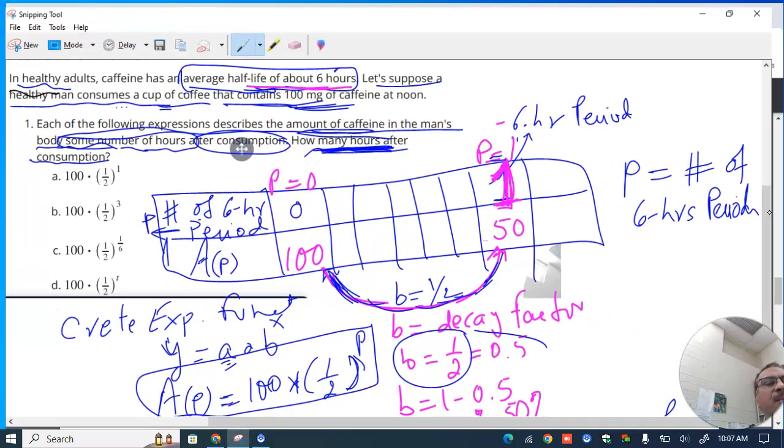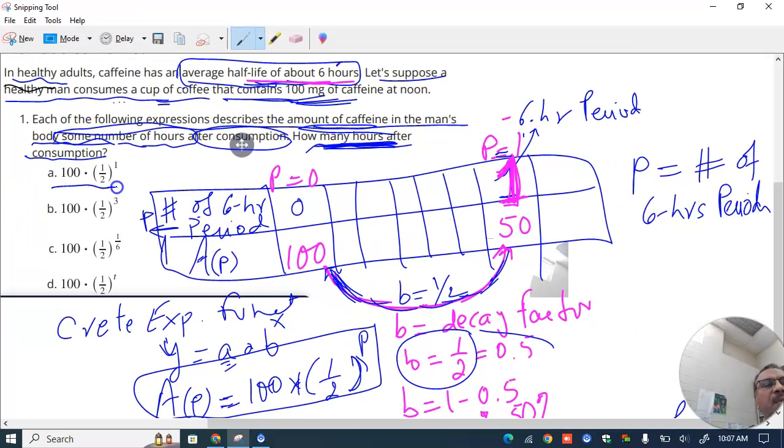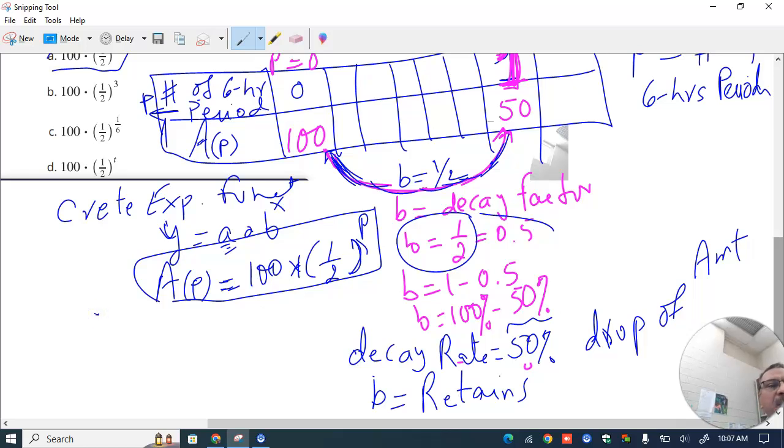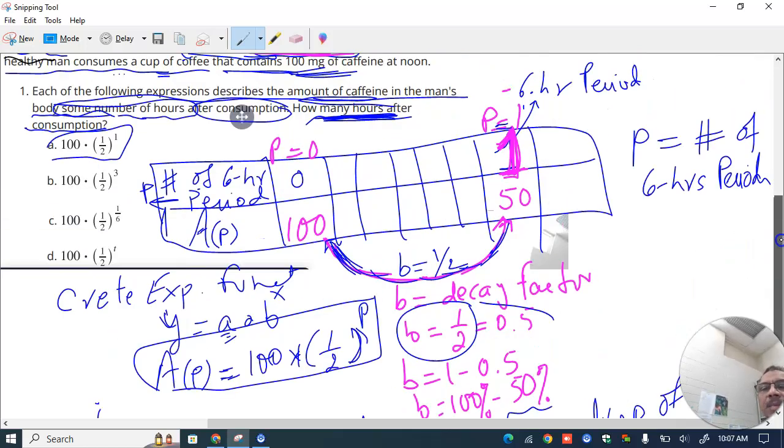Now the first question is this. So there is P equals 1. If P is 1, I don't have enough room here. Okay, here. So this means P is 1 here. That means there is one period of 6 hours. So P equals 1 means 6 hours after the coffee is taken.